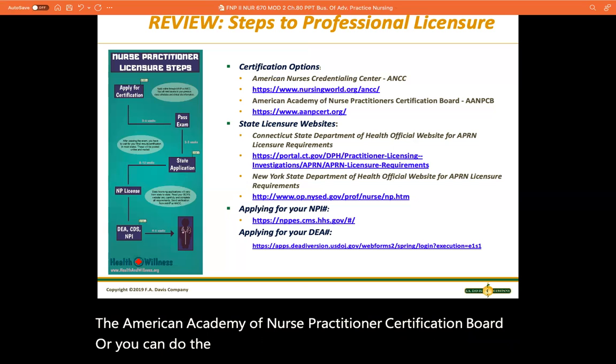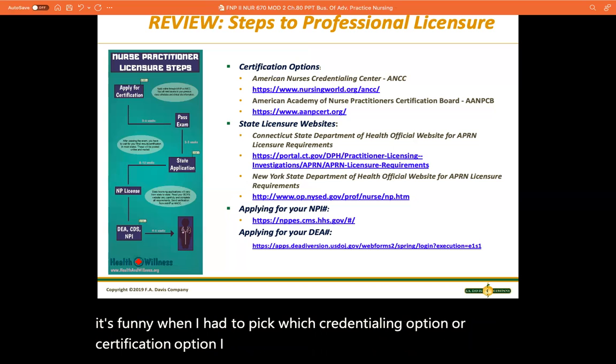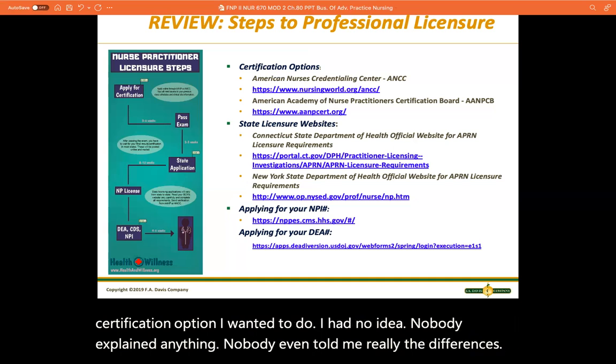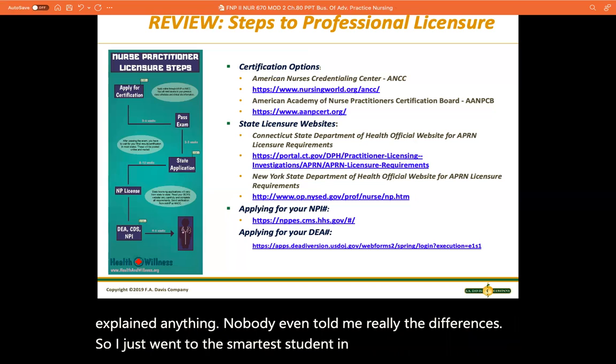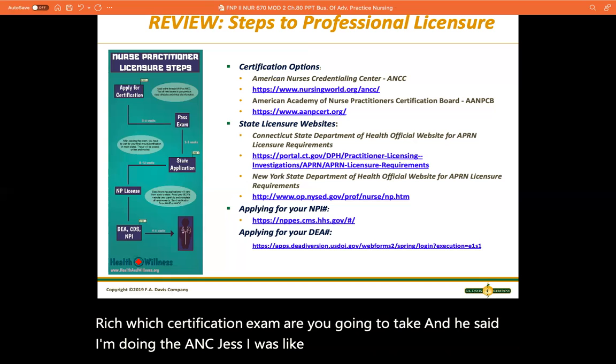I particularly went through the ANCC, and it's funny, when I had to pick which certification option I wanted to do, I had no idea. Nobody explained anything. Nobody even told me really the differences. So I just went to the smartest student in my class and I said, "Hey, Rich, which certification exam are you going to take?" And he said, "I'm doing the ANCC, Jess." I was like, "Okay, I'm in." So that's how I decided.